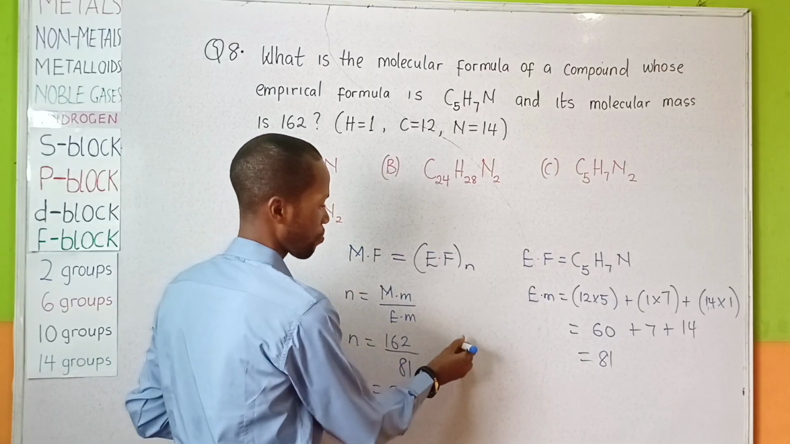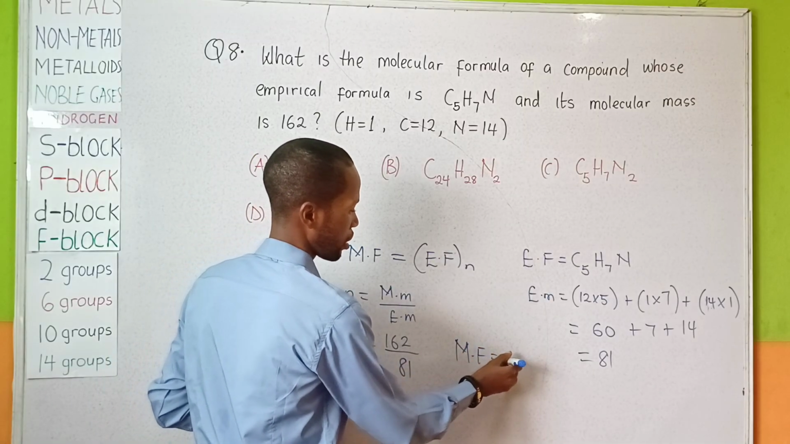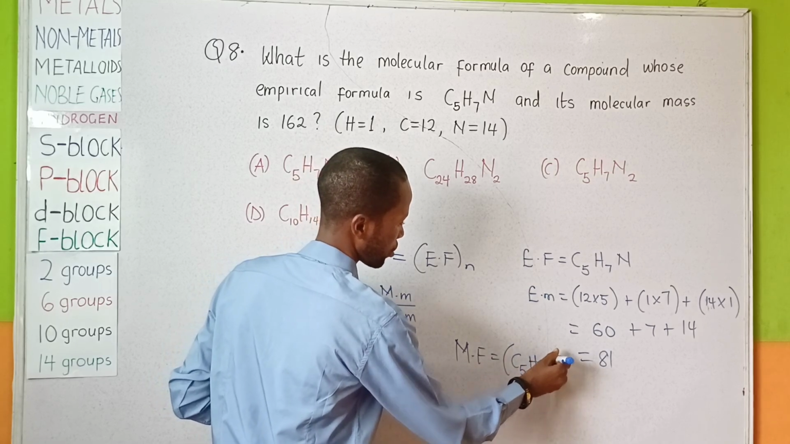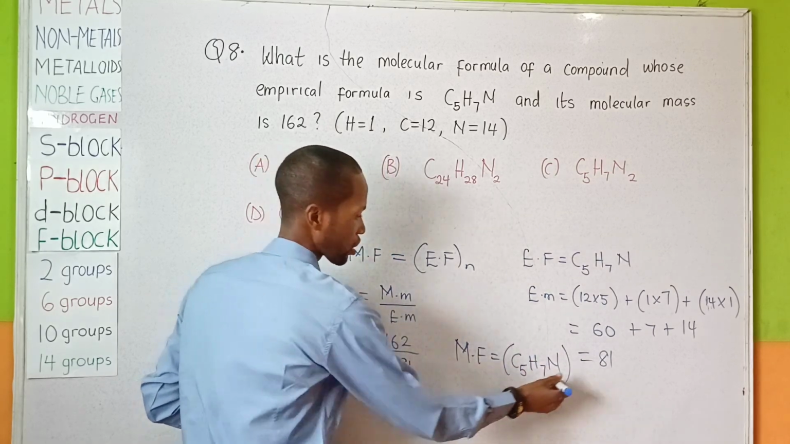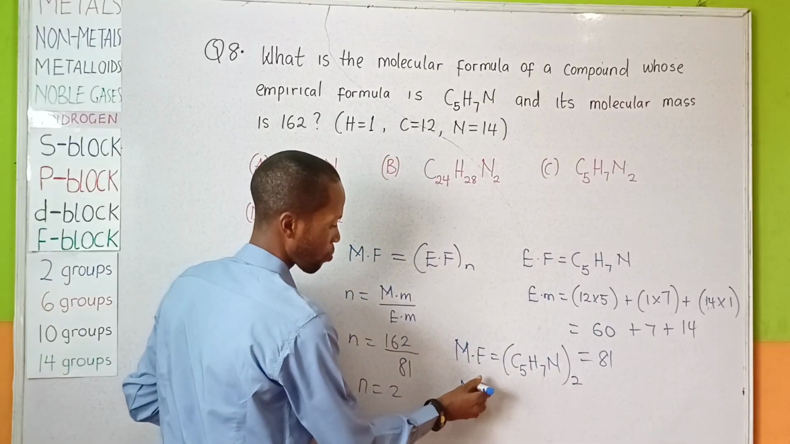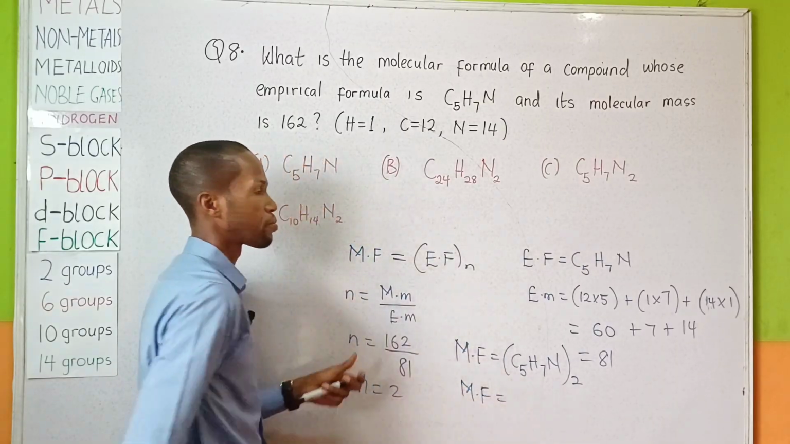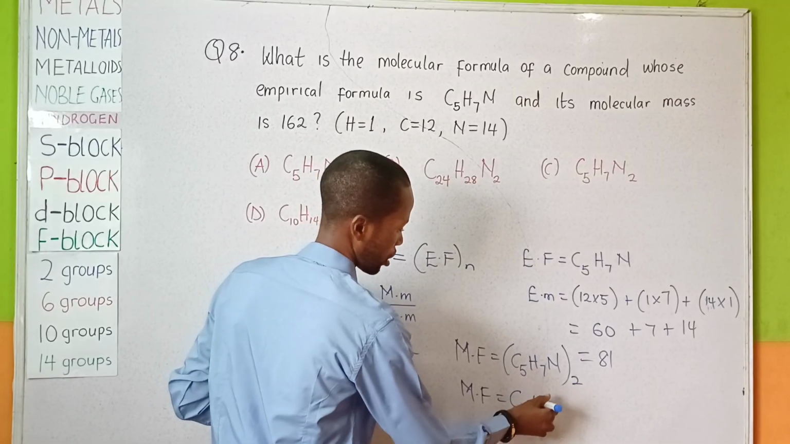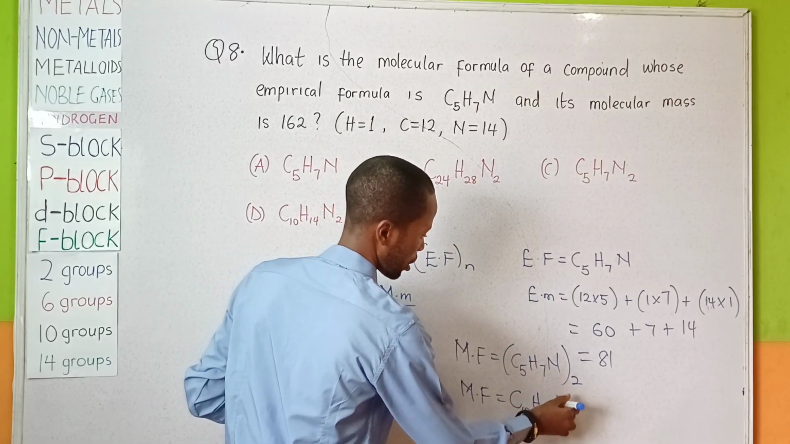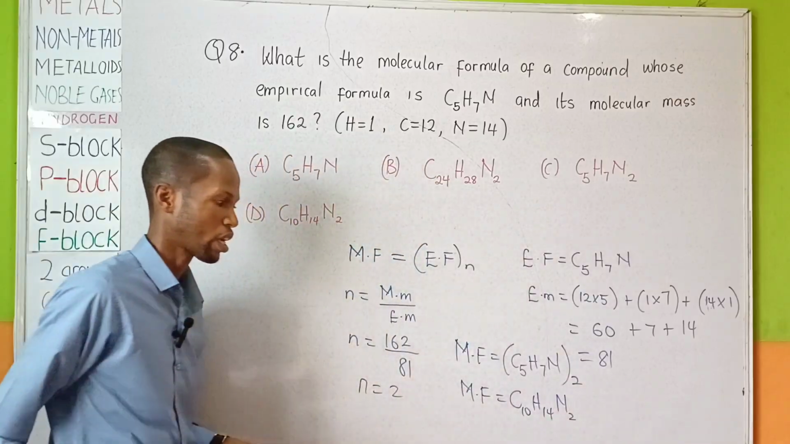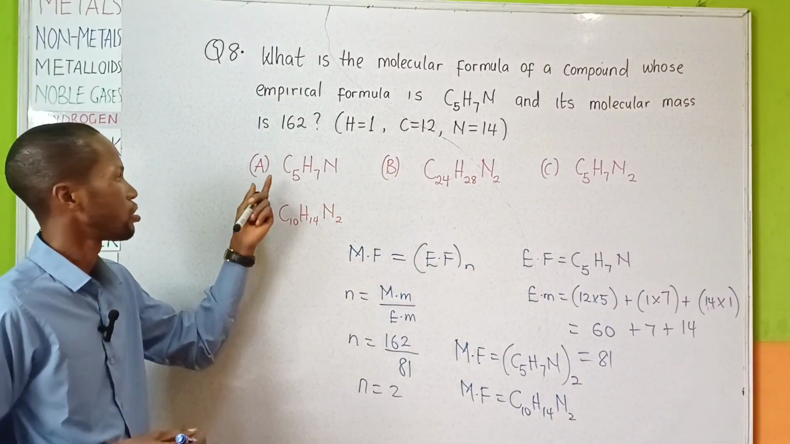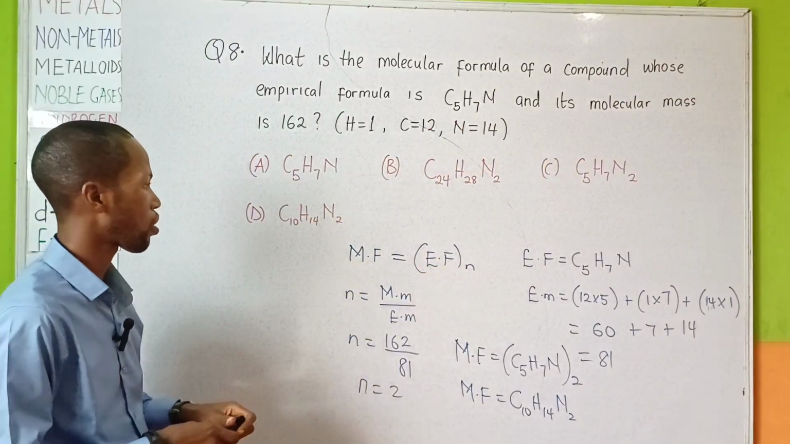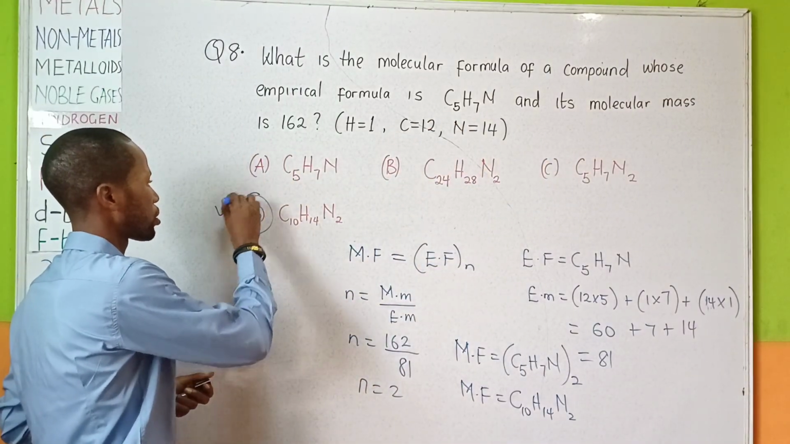We have molecular formula equals, what is our empirical formula? C5H7N. When you multiply by 2, molecular formula for this particular compound becomes what? C10H14N2. Okay, now we check our options. Not option A, not B, not option C. So the correct answer is option D.